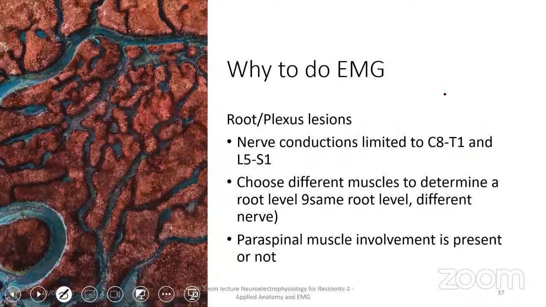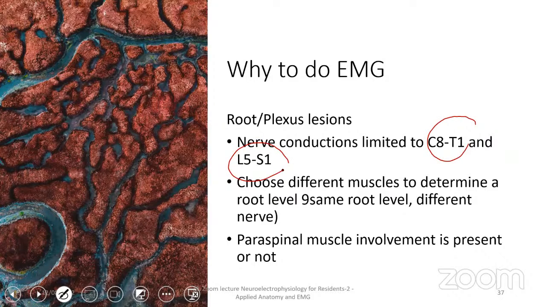And why do we do EMG? If there are root and plexus lesions, nerve conduction is limited to C8T1 and L5S1 in lower limbs. See, what do you do in upper limbs nerve conduction? The median nerve, the ulnar nerve, sometimes radial. In the lower limbs, commonly you do common peroneal or posterior tibial nerves. So their root values are C8T1 and L5S1. So we are not screening C5, C6, C7 here. We're not doing L2, 3, 4 here.